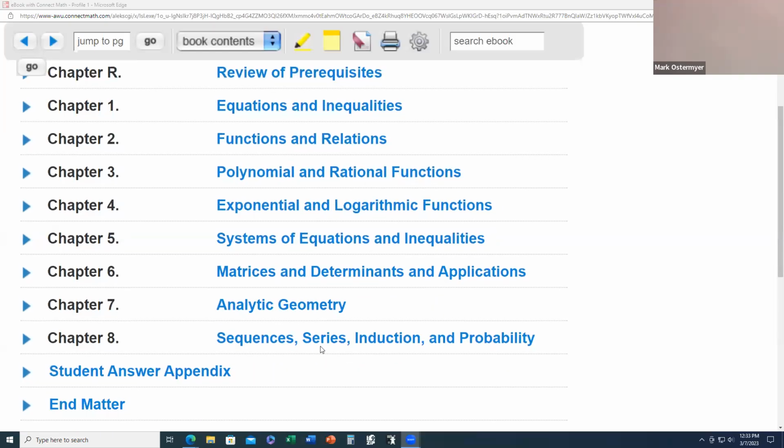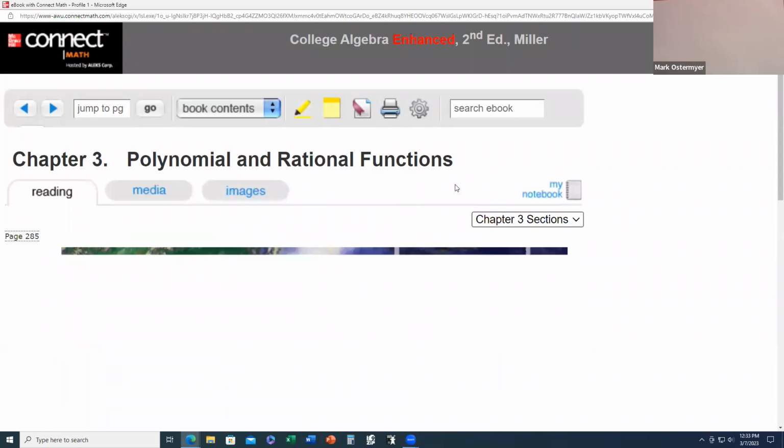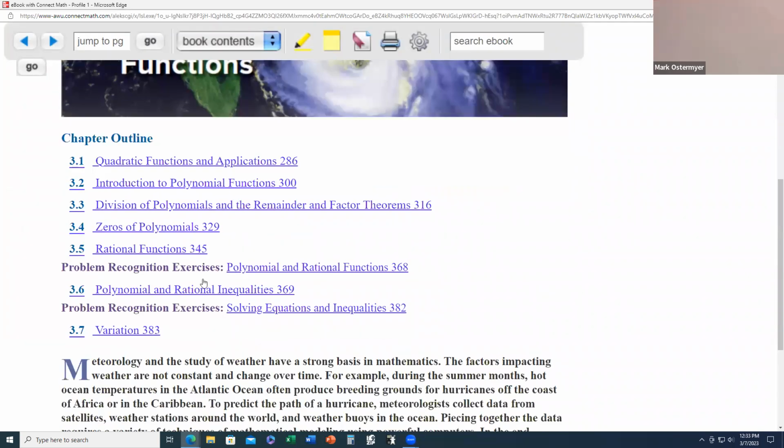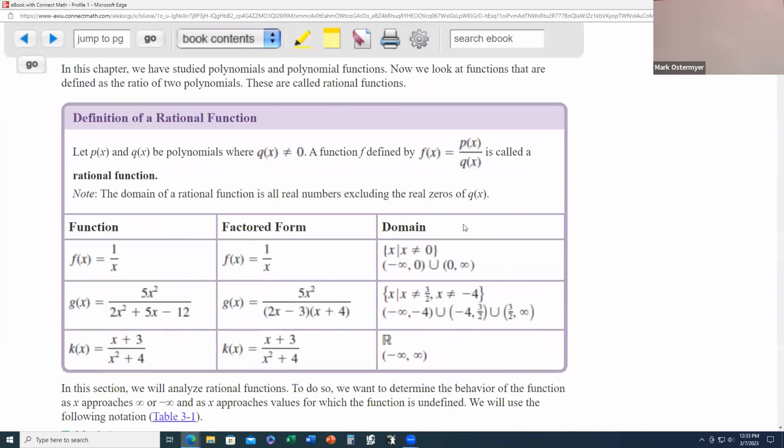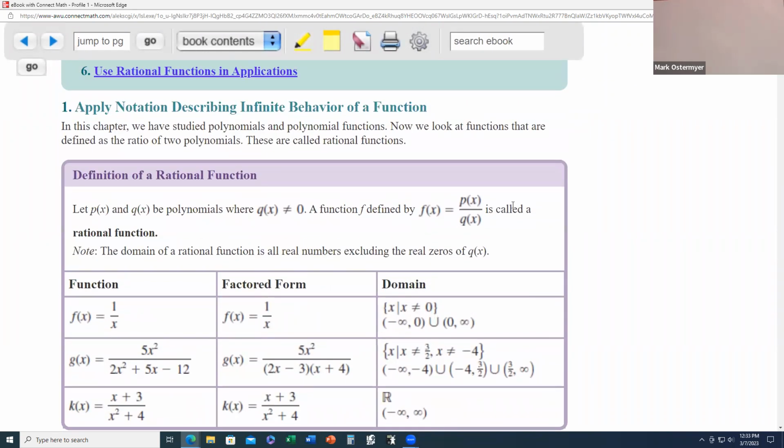All right, so section 3.5 is entitled rational functions. A good place to start is to define what a rational function is. And this is the opening of section 3.5. A rational function, ladies and gentlemen, is a function where we have a polynomial over a polynomial. So a rational function, again, is a ratio of two polynomials.